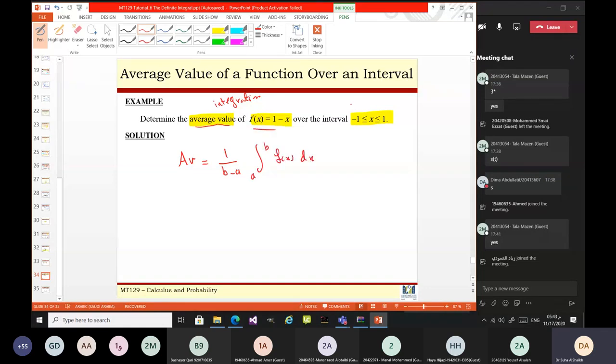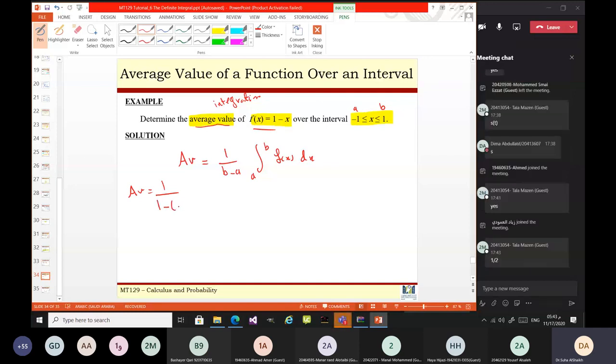This is f of x. This is a, this is b. So what will be the average value of this function here? It's equal to 1 over, the b is 1, minus a, which is minus 1. Yeah, it will be half, correct. And the integration is from minus 1 to 1. And what is f of x? The f of x is 1 minus x, and the integration is with respect to x.